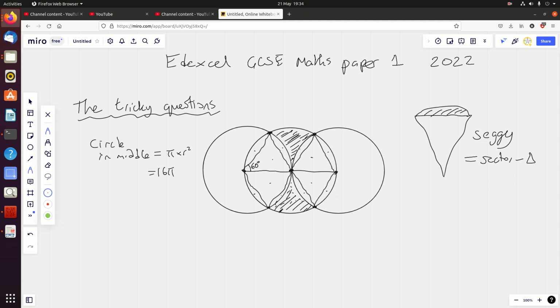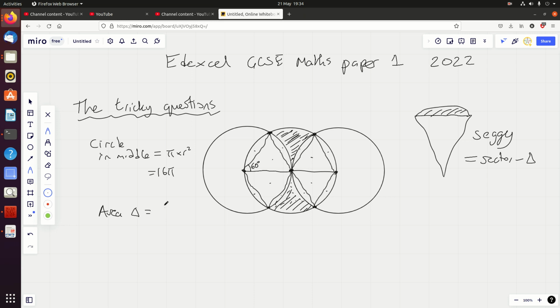Is it difficult? Yeah, you know, it's a multi-step problem and it takes a while. Is it impossible? No. Is it difficult in exam conditions? Yes. I know most students will probably not get the answer here. Anyway, let's work out the area of a triangle.